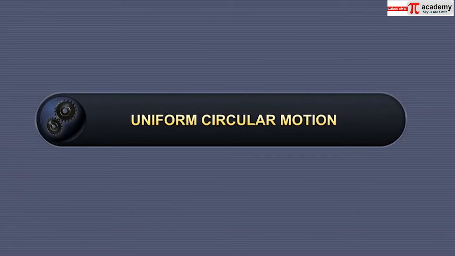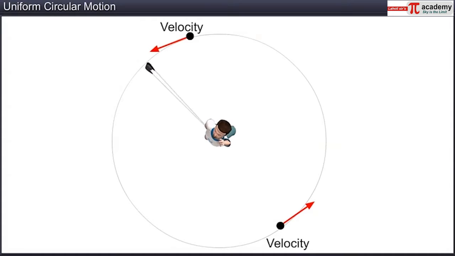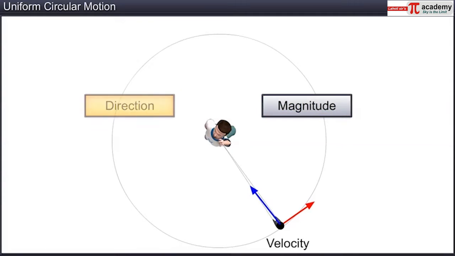In this module, you will learn about the uniform circular motion of a body. When a body moves in a circular path at a constant speed, it is said to be in uniform circular motion. As the body is continuously changing its direction of motion, its velocity changes continuously. Since the velocity of the body is changing, it has acceleration, which is known as centripetal acceleration. Let us find the magnitude and direction of the centripetal acceleration.